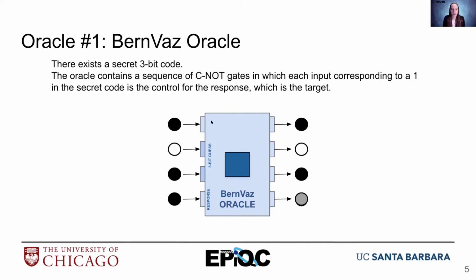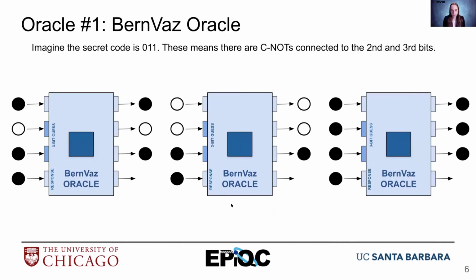So in this case, the secret code we're going to work with is 0, 1, 1. And so I've made these two a little bit darker to indicate these are the two that have a CNOT gate that are connected to the response. Okay. All right, so let me show you how this works.